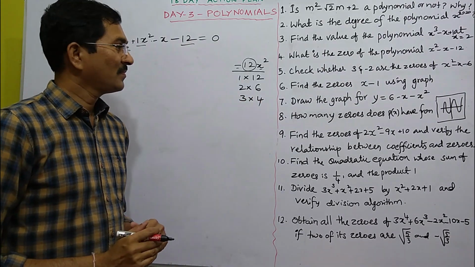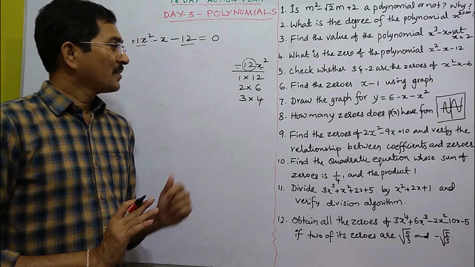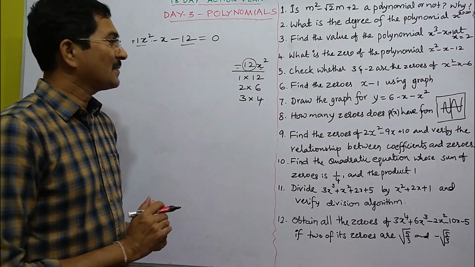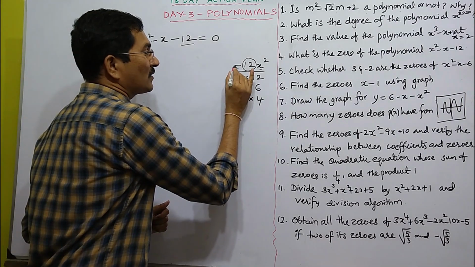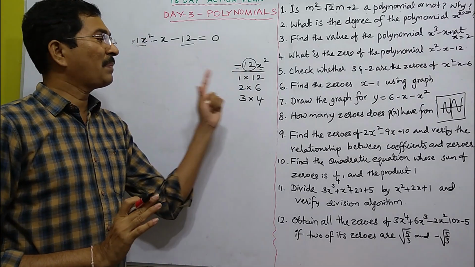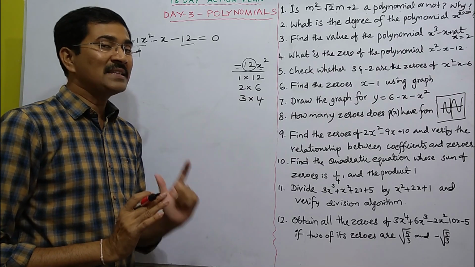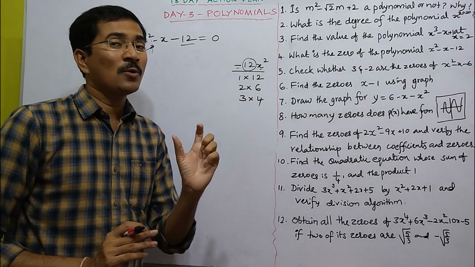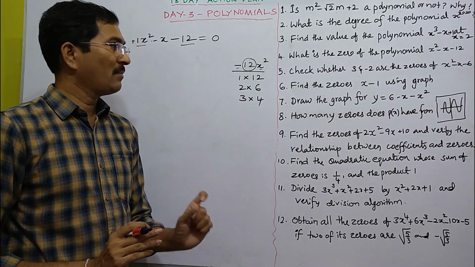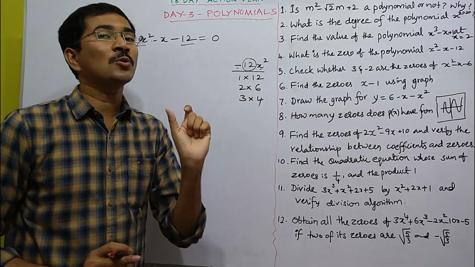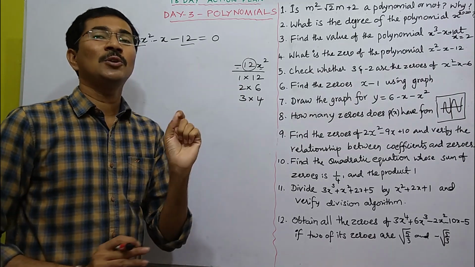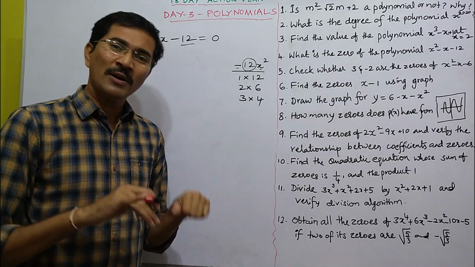Am I correct? Now, after writing like this, check the symbol you have here. If it is plus, you have to add. Please remember: if it is plus, you have to add. If it is minus, you have to subtract. What to add? What to subtract?